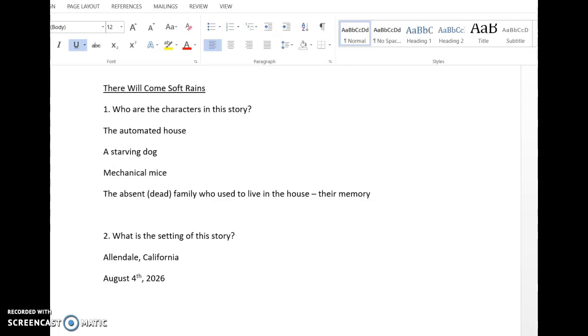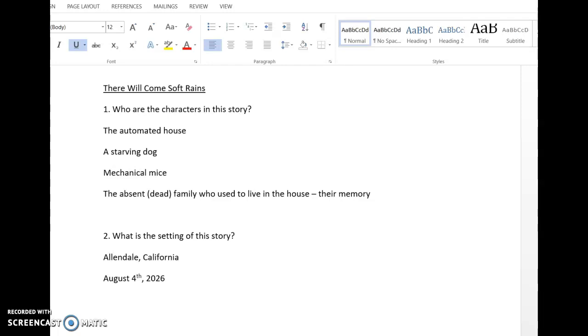Fortunately for us, even though the year in the story is 2026, which is not too far from our own time, we're not looking at the specter of nuclear war, which is what's happened at this house. So we have the starving dog. There's no humans around to feed him, and he wanders into the house and dies. It's rather sad, but unfortunately, the dog does die, and the house sort of cleans him up, sends him to the incinerator. He's dealt with.